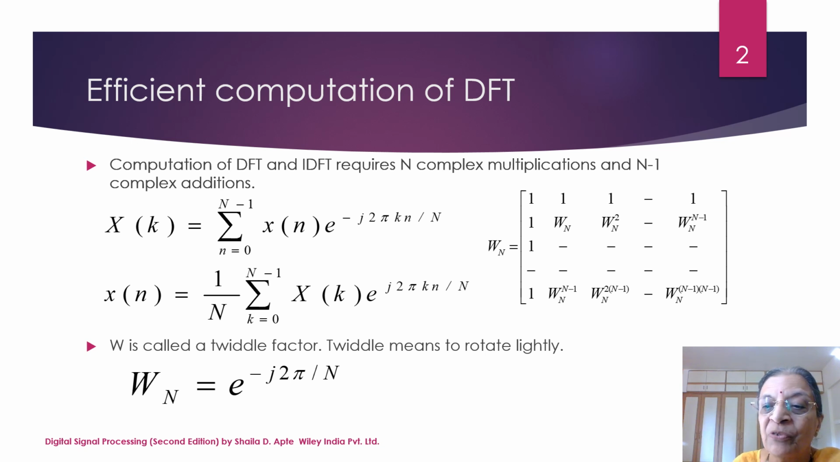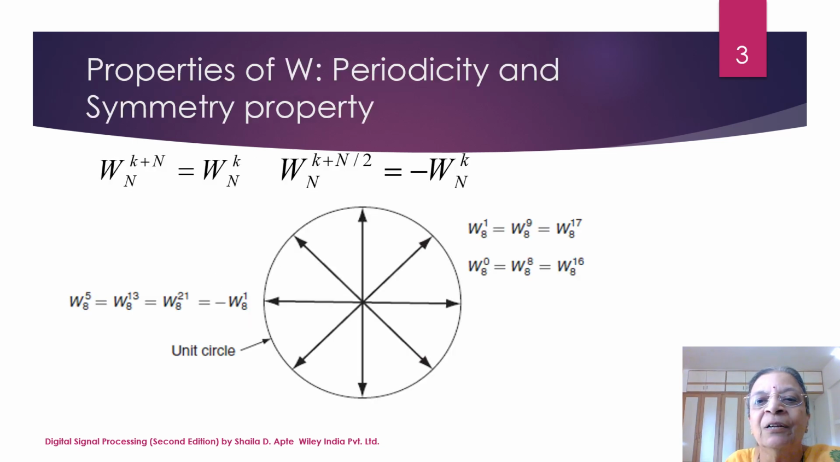Why is it called a twiddle factor? Because it slowly rotates, and we'll see that there are properties of the twiddle factor, namely the periodicity and symmetry property, which help us to compute the algorithm in an efficient manner.